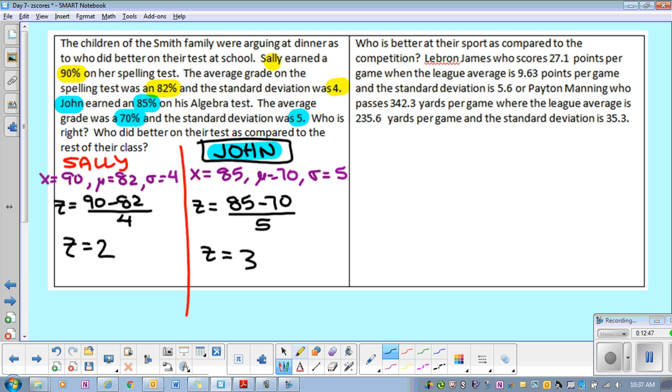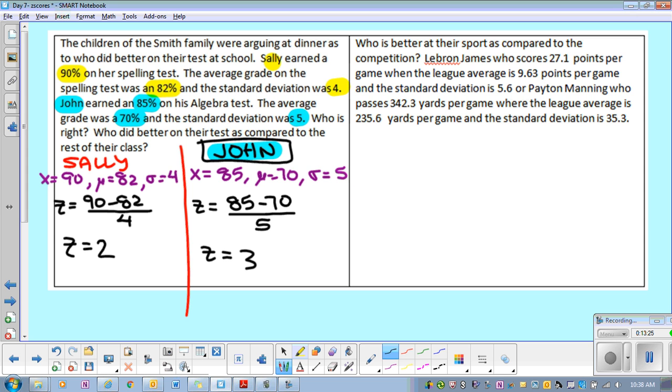Alright? So look at the next one. And mind you, this was written probably about 2-3 years ago, okay? Who is better at their sport as compared to the competition? So we have LeBron James, who scores 27.1 points per game when the league average is 9.63 points per game and the standard deviation is 5.6. Again, not recent, right? Because I'm sure those averages have gone up. He's like 30 points, I'm sure, because he's an animal.